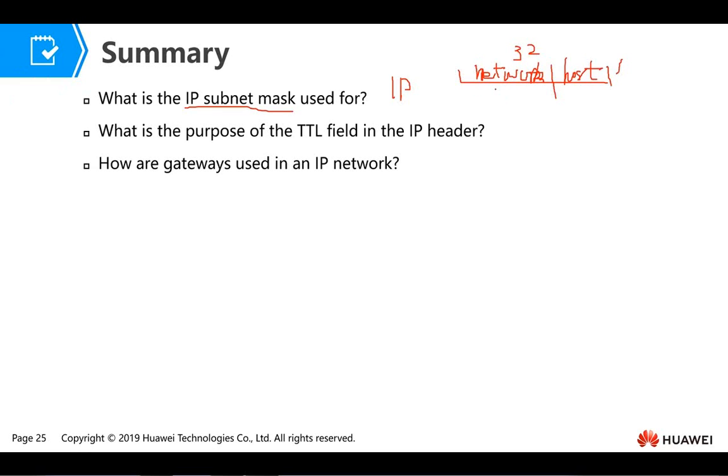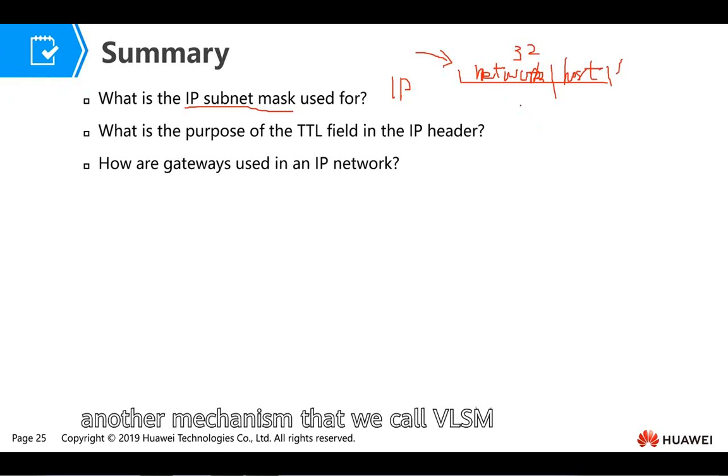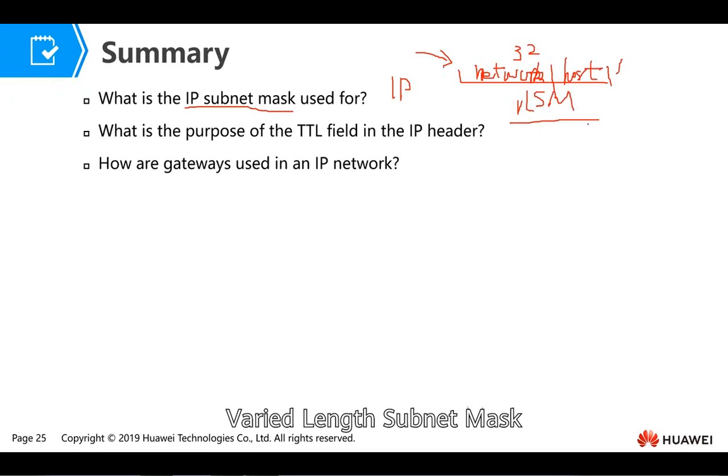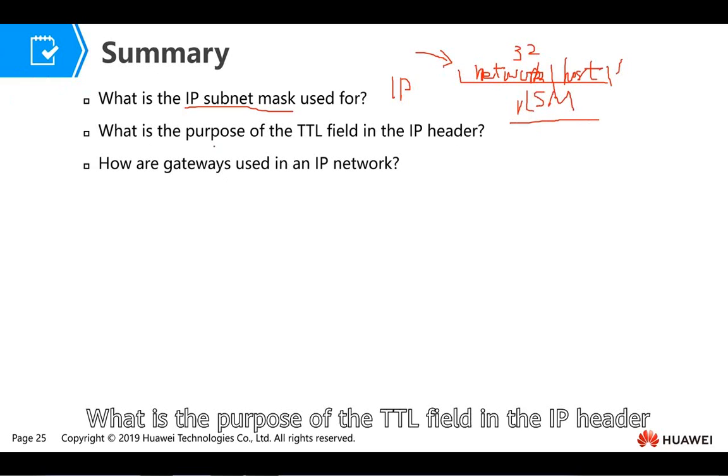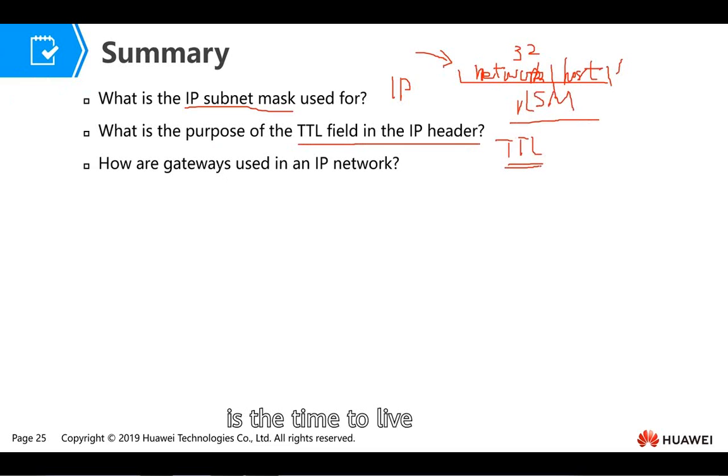Class A, Class B, and Class C have a default network mask. And using the IP subnet mask, we can develop another mechanism we call VLSM, variable length subnet mask. Then the second question: what is the purpose of the TTL field in the IP header? In the IP header, there is a TTL value. The TTL field is the time to live.